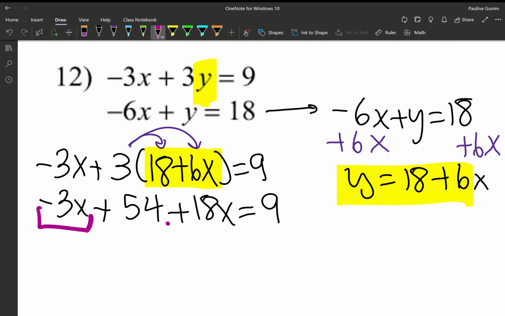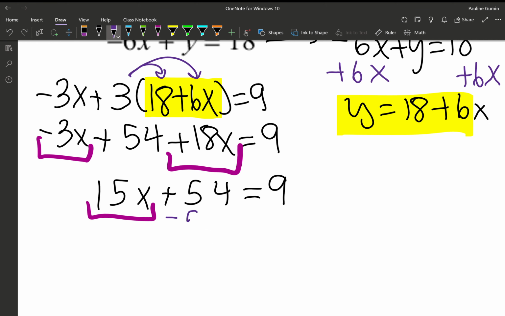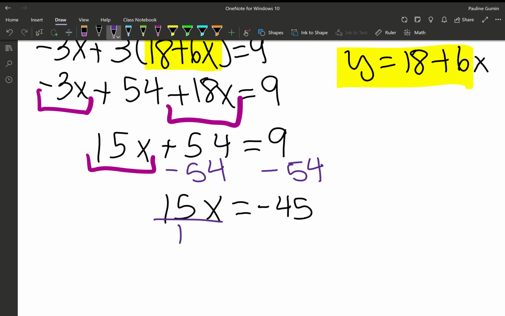Like terms. Negative 3x and 18x give us 15x's. So I have 15x plus 54 equals 9. Now let's subtract 54 from both sides. 15x equals negative 45. And of course we finish by dividing both sides by 15. X is negative 3.